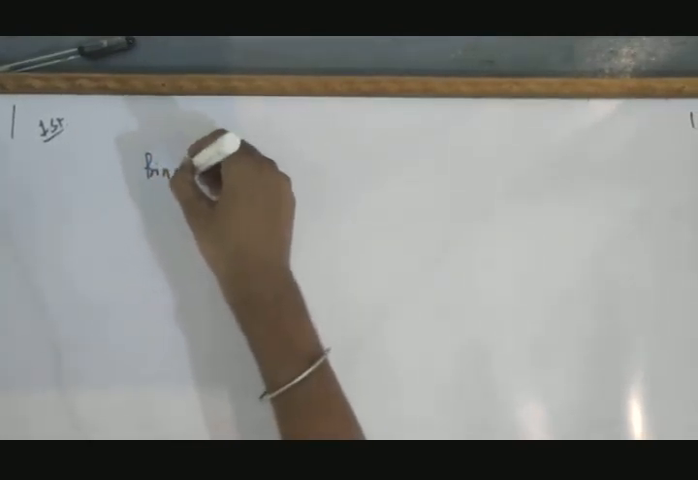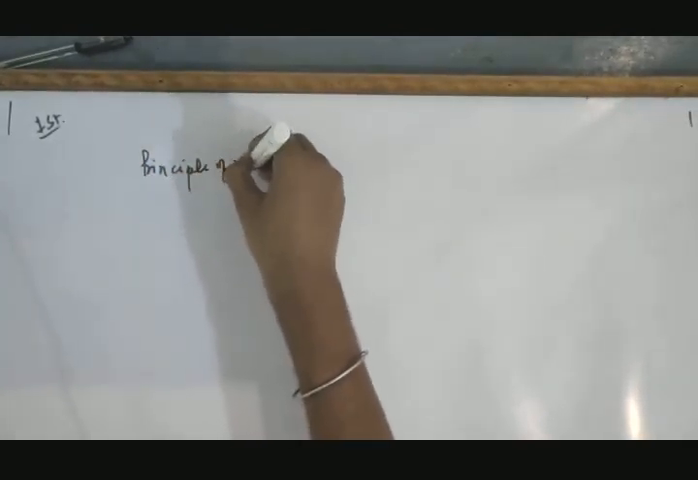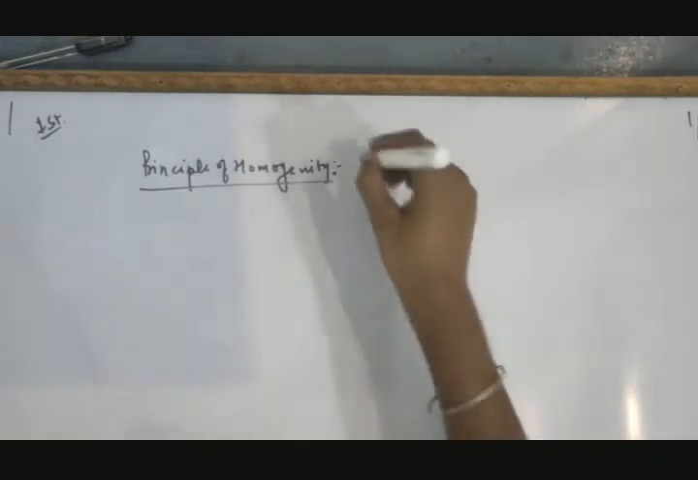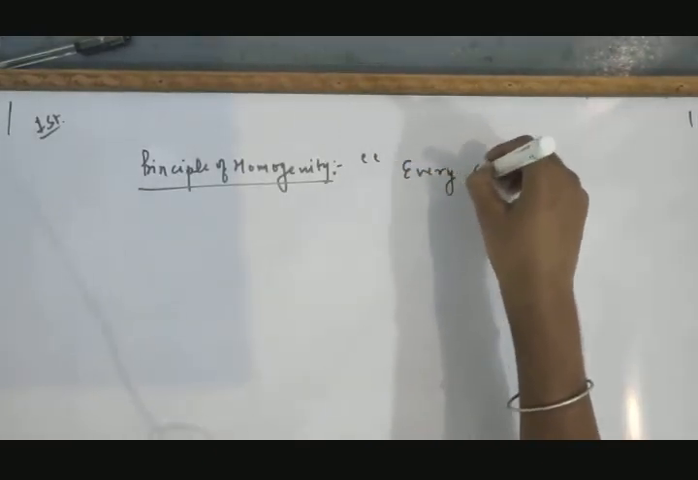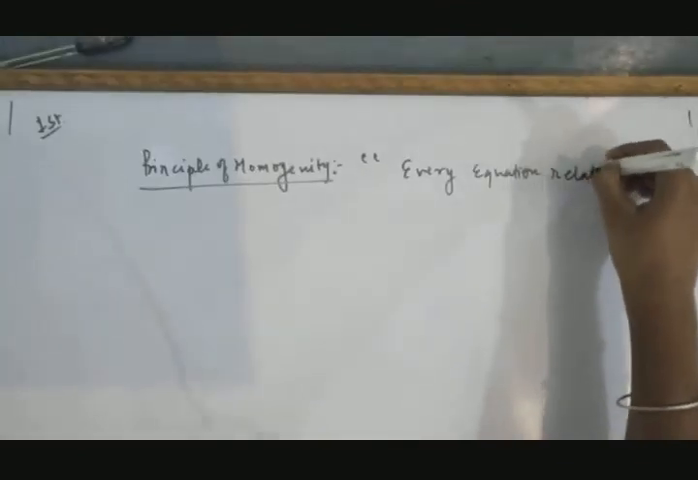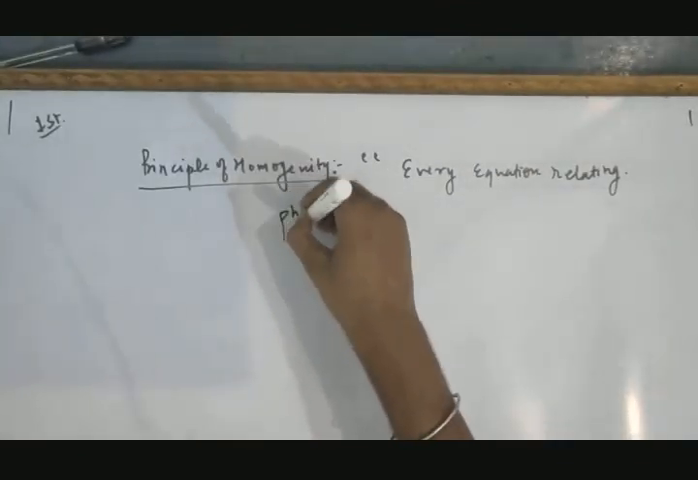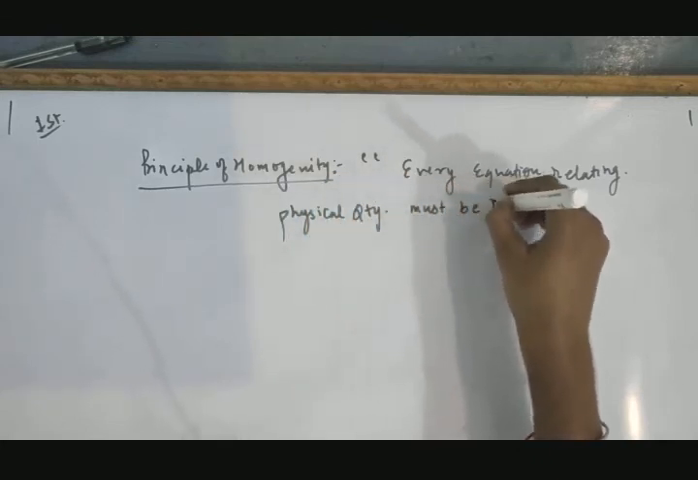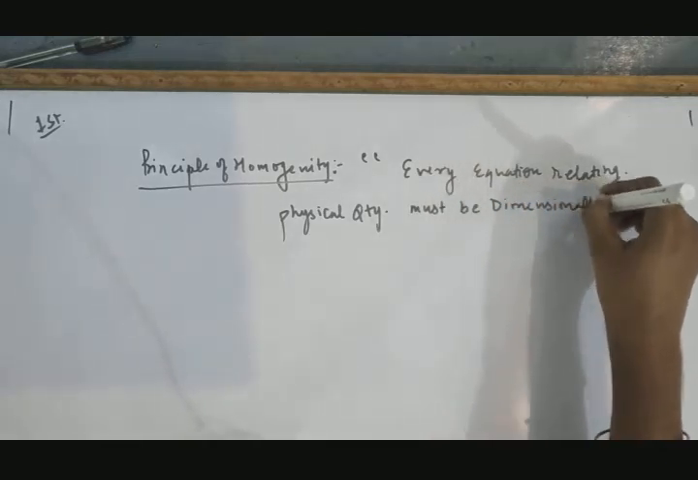The most important topic in this chapter is the principle of homogeneity. What do you mean by the principle of homogeneity? The principle of homogeneity states that every equation relating physical quantities must be dimensionally homogeneous.